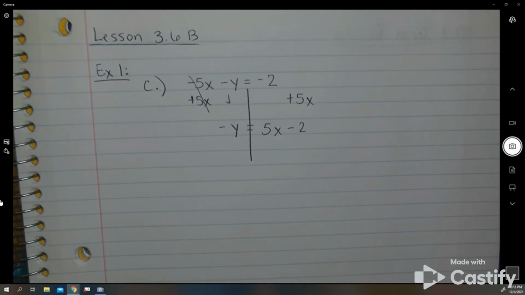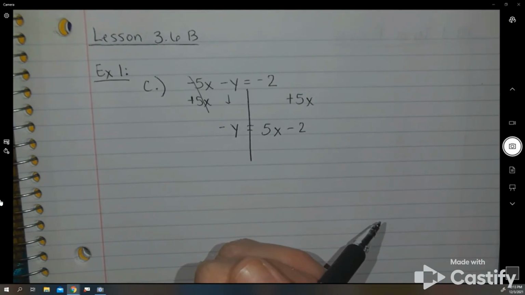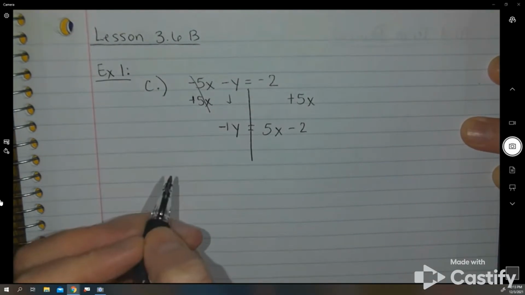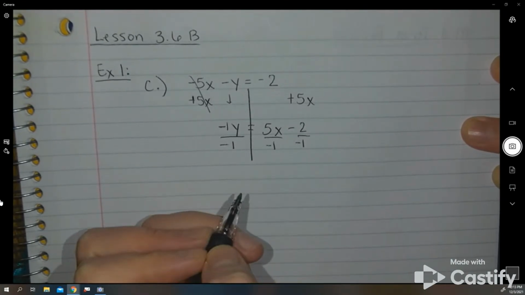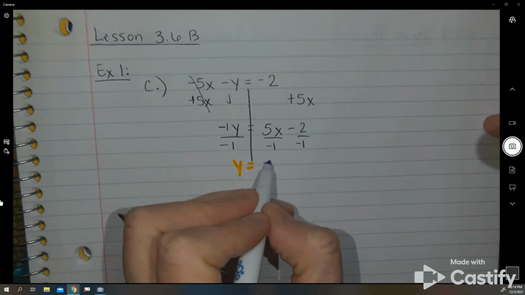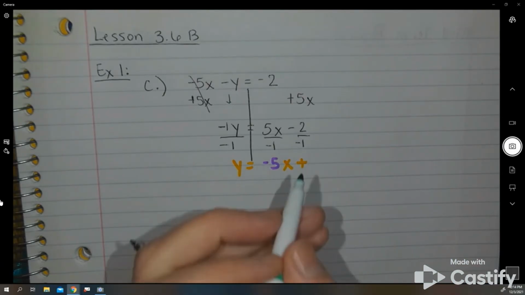Either way would be fine, but because we're trying to go with y equals mx plus b format, I opted to put the x in front. But 5x was positive, 2 was negative, so make sure you keep the signs with those. Then, because this says minus y, remember that that's the same thing as minus 1y. So in order to get y by itself, we're going to divide everything on both sides by negative 1. As a result, we're going to get y equals negative 5x plus negative 2 divided by negative 1, which is positive 2.